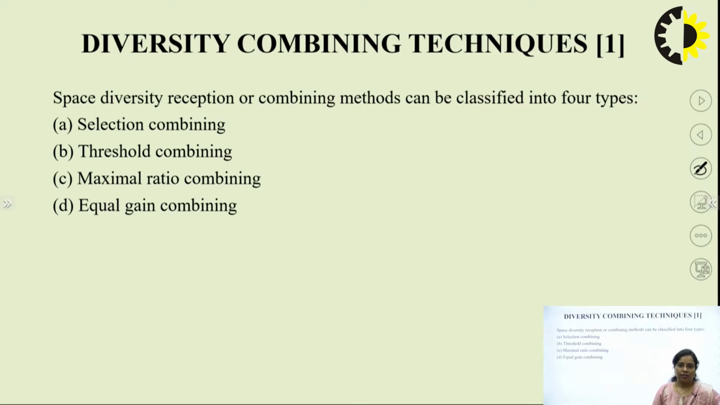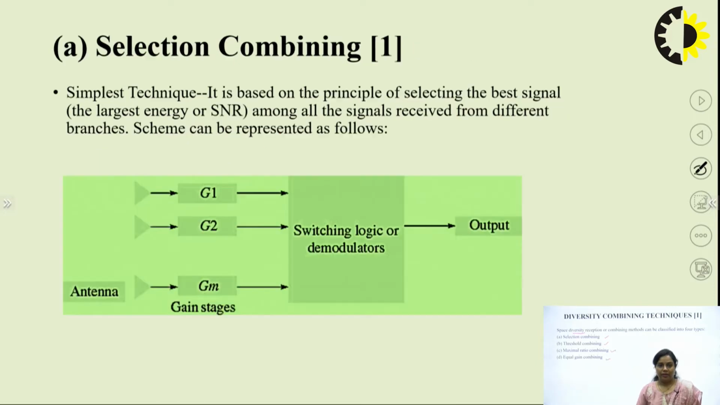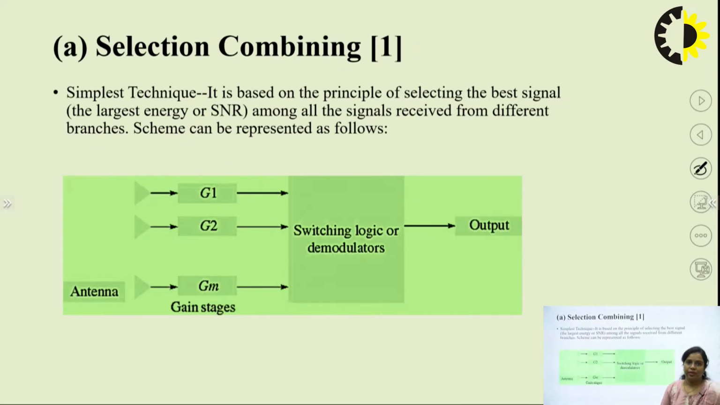Next one is diversity combining techniques. Now we'll focus on different types of space diversity techniques. First one is selection, then threshold combining, maximal ratio, and equal gain combining techniques. So these are the different types of space diversity techniques that exist, and we are going to discuss them with separate block diagrams. First one is the selection combining.